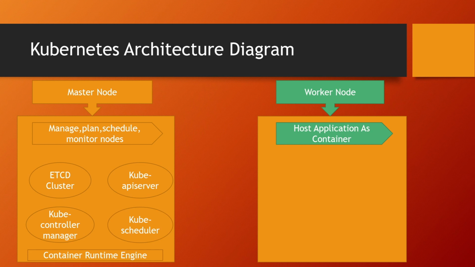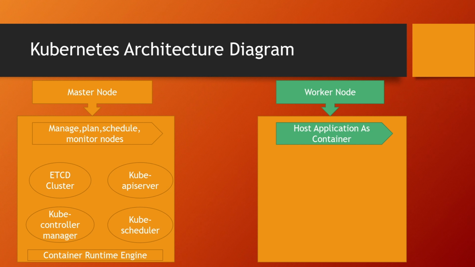In the master node, you have a few components that we already talked about. The one is the etcd cluster. It is the database that is holding all the information related to your Kubernetes cluster. That is how many nodes are there, how many containers are there, which container is deployed on which worker node. All those minor details are stored in the etcd cluster.